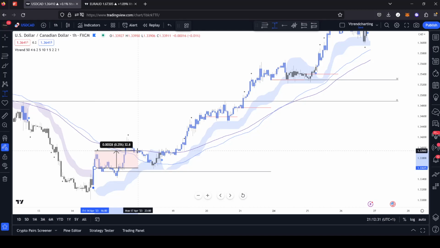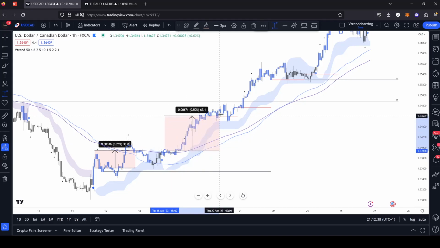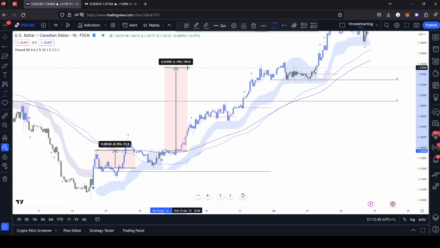I would take that trade up until that line. Decent, it's a continuation trade. So I would just ride that up as far as I can, taking profit along the way.